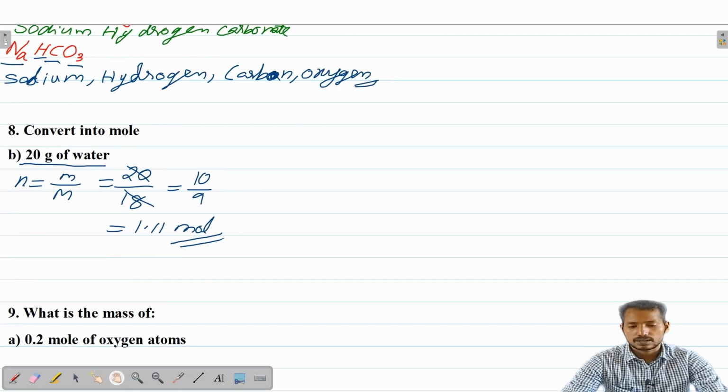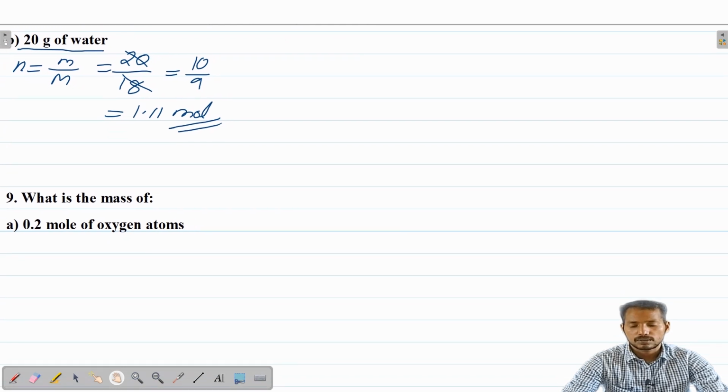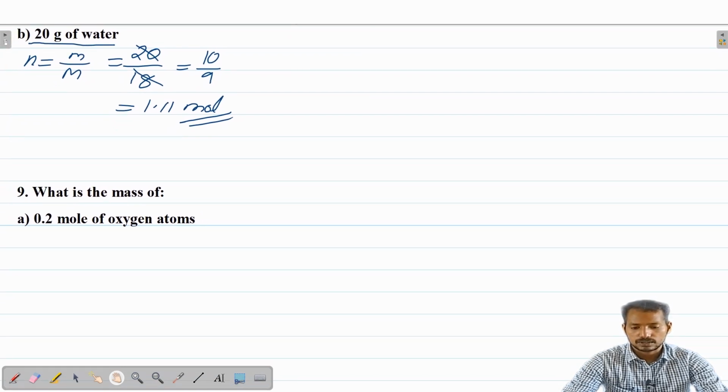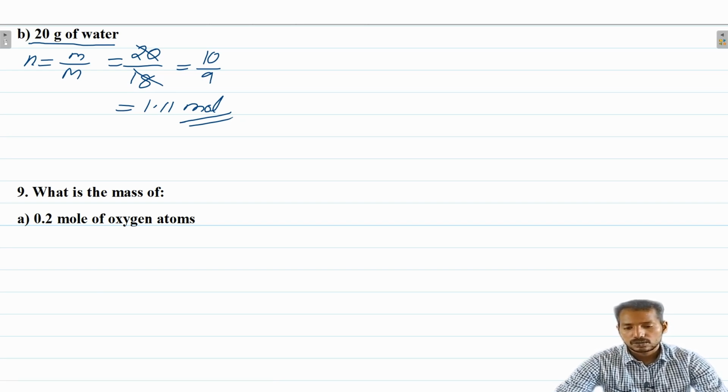So next question is question number 9. What is the mass of 0.2 mole of oxygen atom? Very simple one, because we already know the formula. So just apply that one. Number of moles is equal to 0.2. Oxygen atom, so mass we have to find.